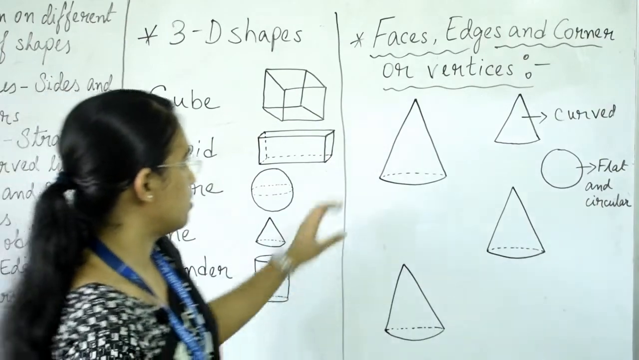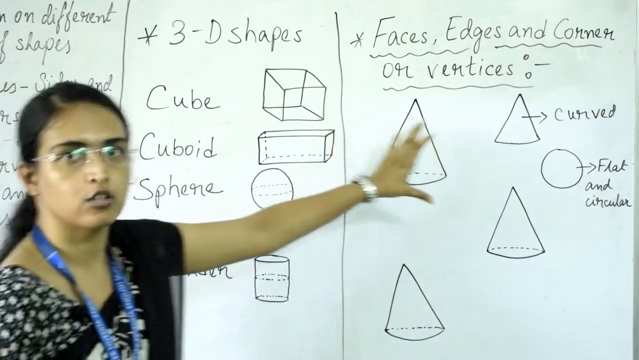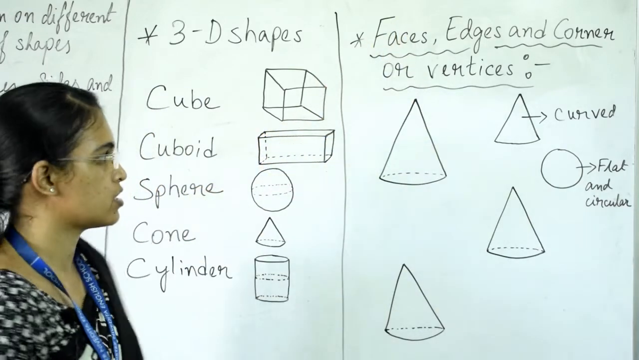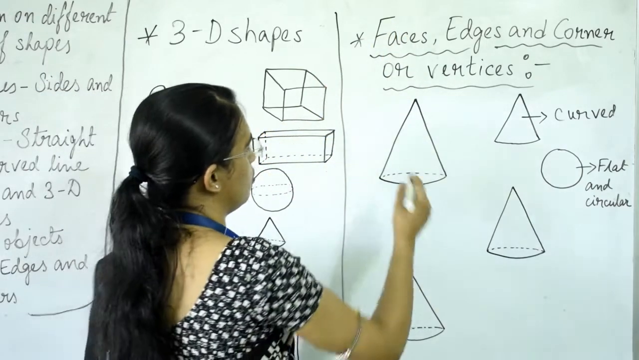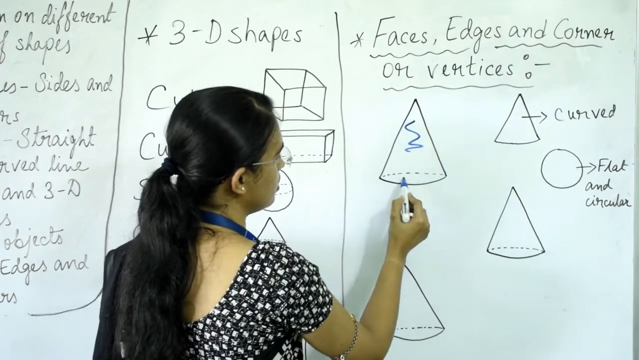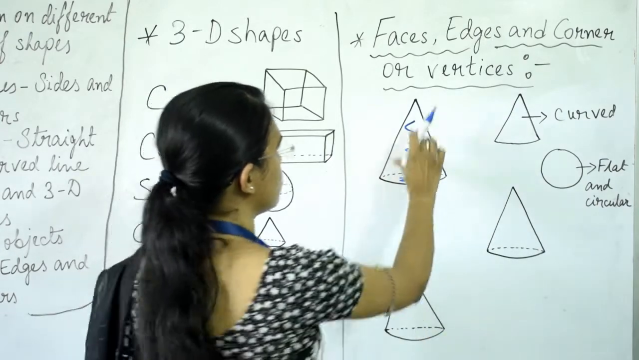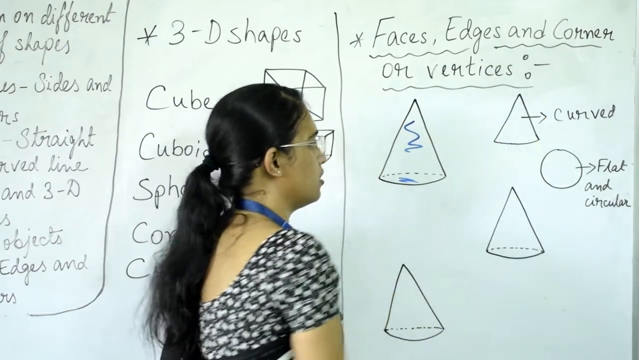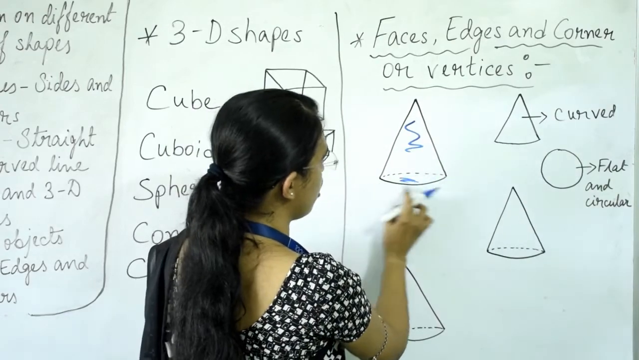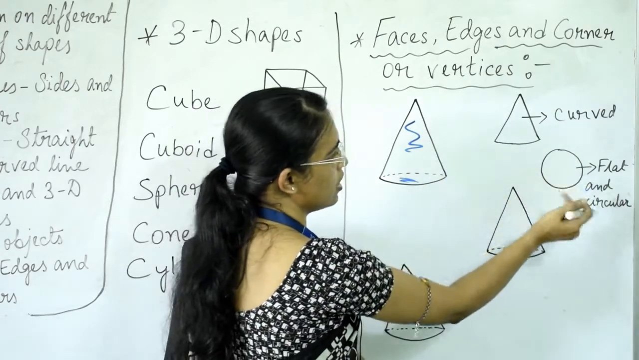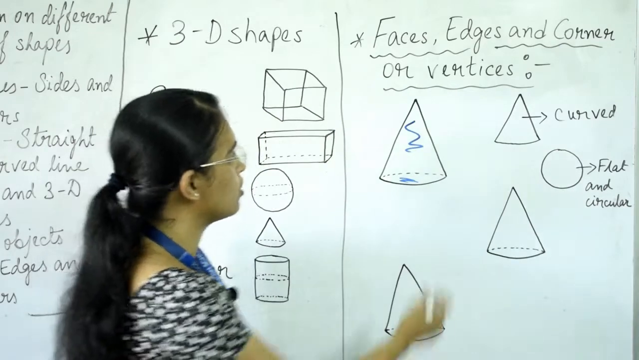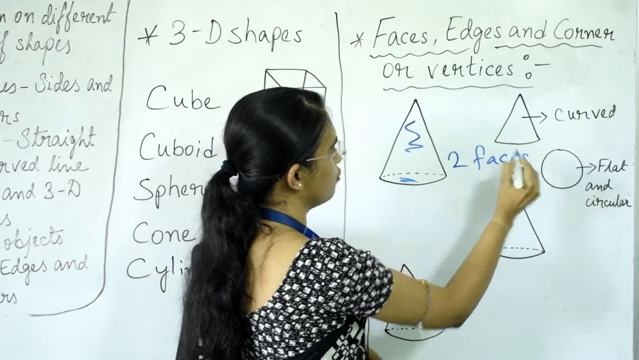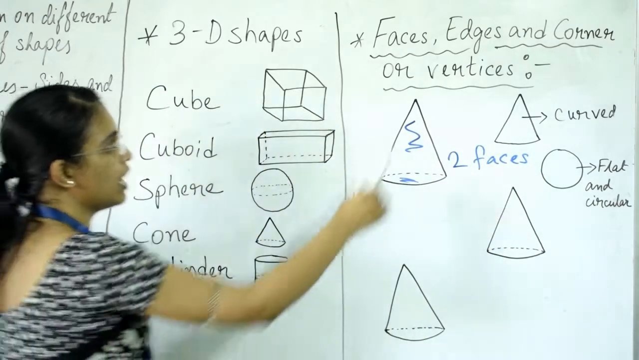Okay. So this is the shape of a cone. In a cone we have to find out faces first. How many faces are there? This one is 1 and this one is 2. If you draw this part, it looks like this, it is curved. And if you draw this part, it looks like this, it is flat and circular. So in a cone there are two faces.